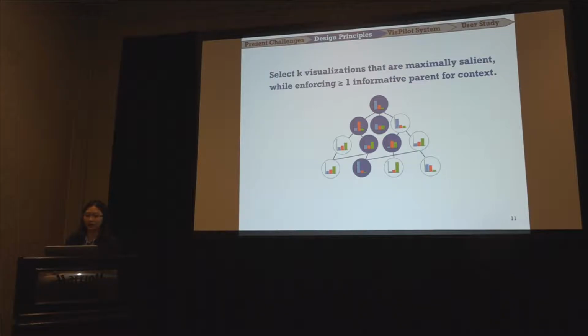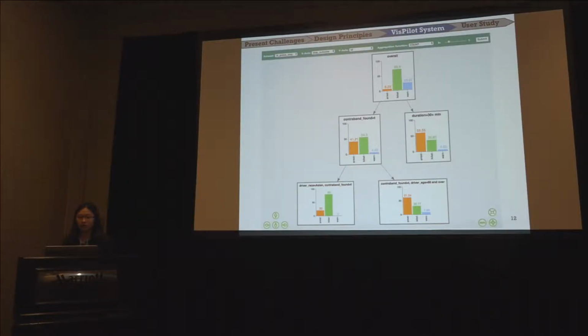Finally, since we cannot display all possible visualizations, we need to summarize the dataset by picking k visualizations that together have maximal utility, while enforcing that there is at least one proper parent reference available for context for each of our selected visualizations. In our paper, we show that this problem is NP-hard, and we develop an approximation algorithm to solve this problem. Now I will show a brief demo of our system, VisPilot.